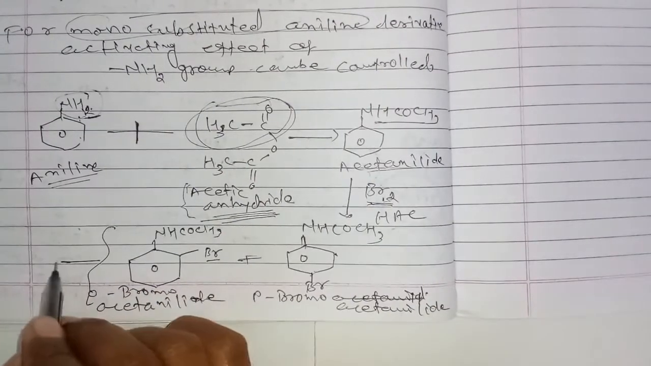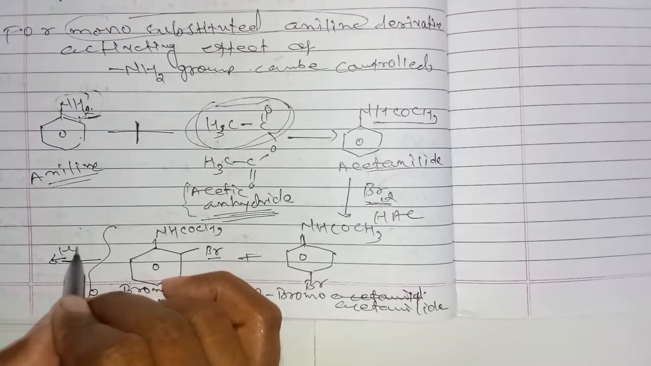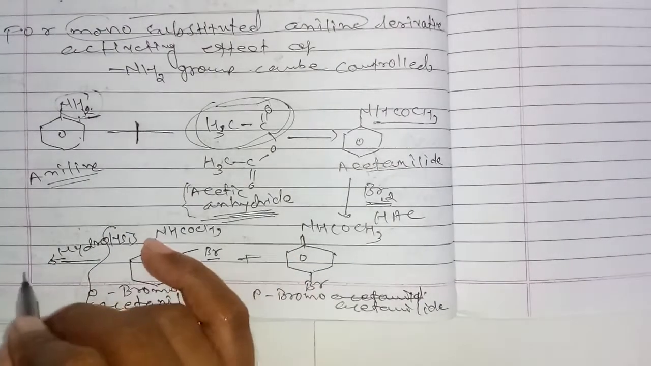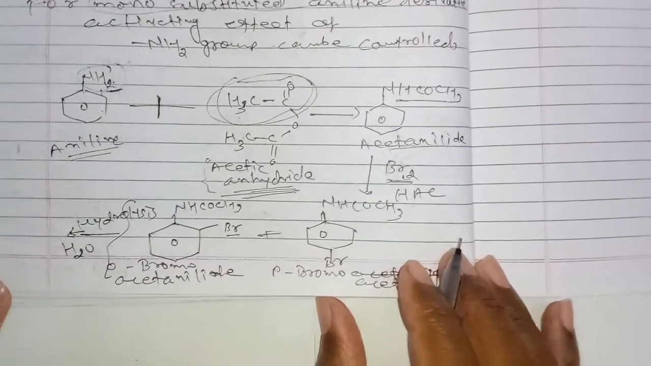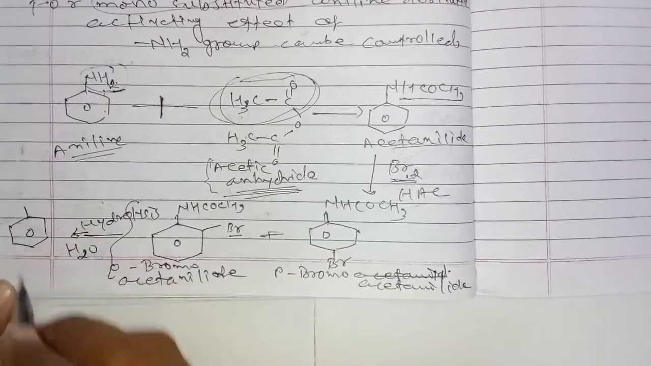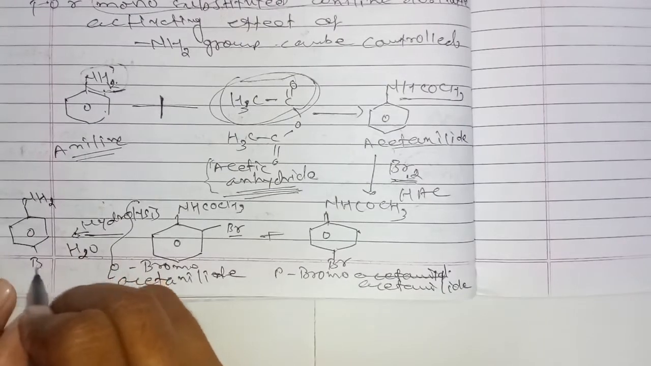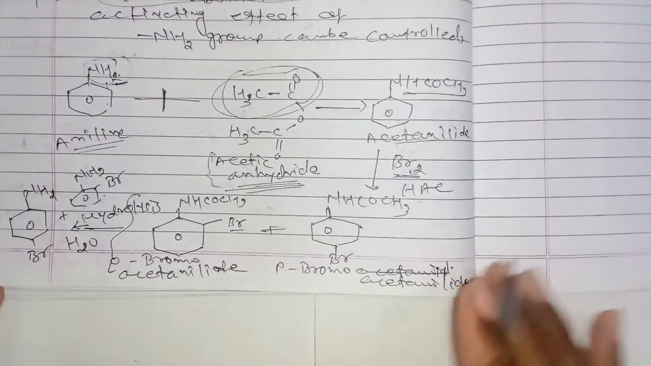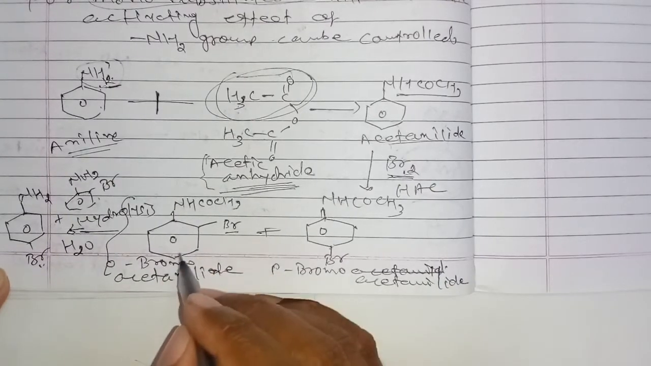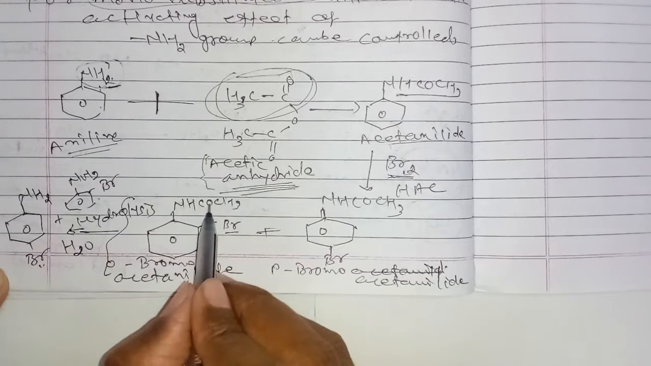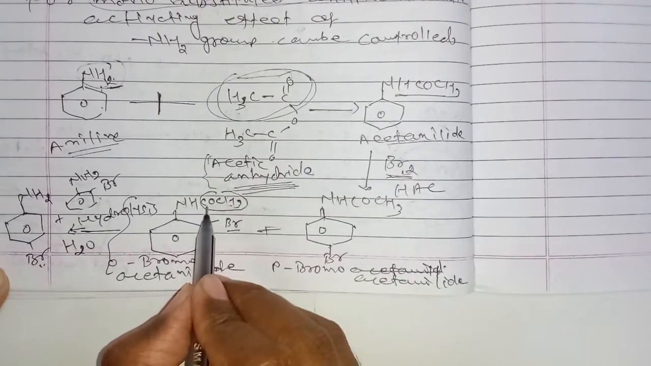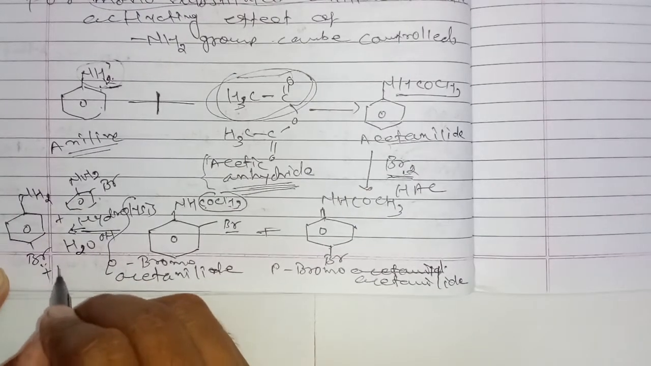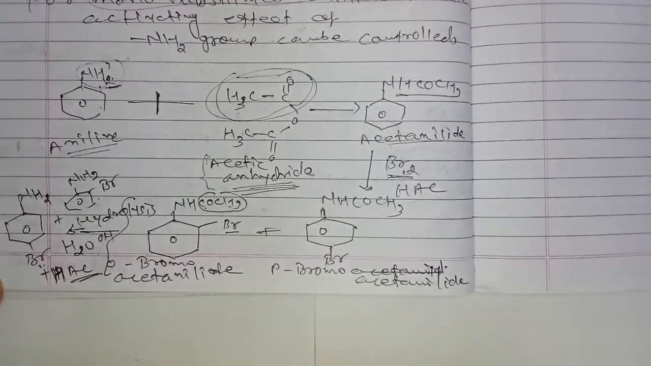And this will be further hydrolyzed and it is converted to para-bromoaniline and ortho-bromoaniline, and the rest of the part here, CH3CO, which is a byproduct, acetic acid is formed.